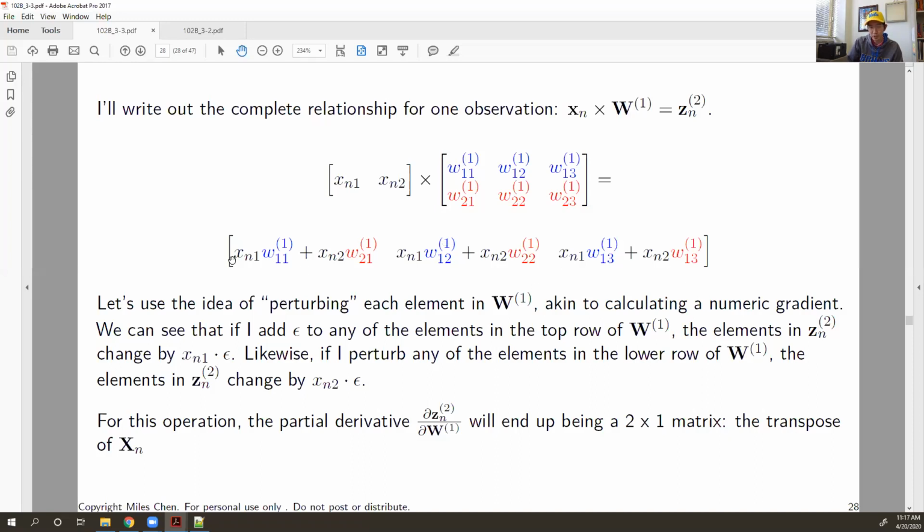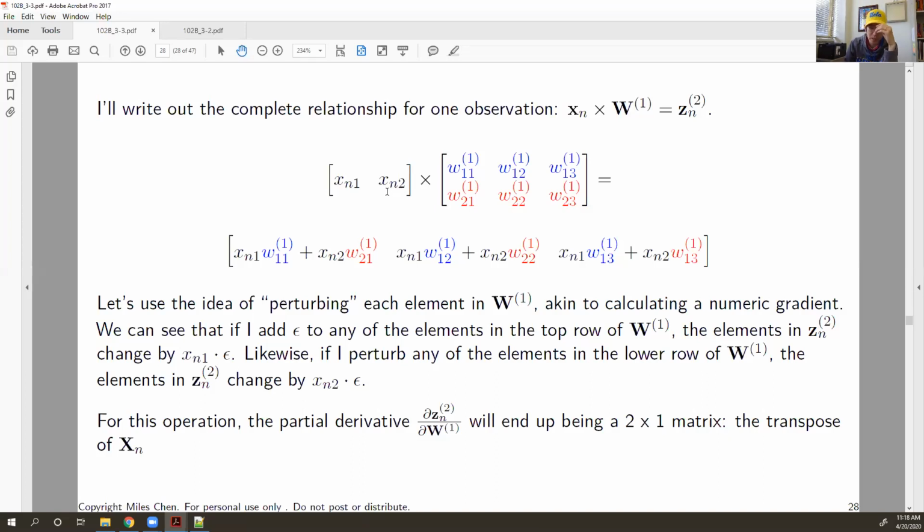Well, it's going to change by a factor of x_n1. Okay, it's going to change by this because W11 is being multiplied by x_n1. If I change this value right here, this middle value on the top row, by a factor of epsilon, how does the result change? Well, it also changes by x_n1 because x_n1 is being multiplied by that top row. Right? Any value I change in the top row is going to get multiplied by x_n1, so it's going to get changed by x_n1. Any value I change in the bottom row is going to get multiplied by x_n2.